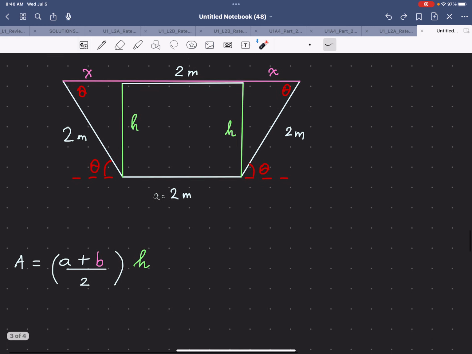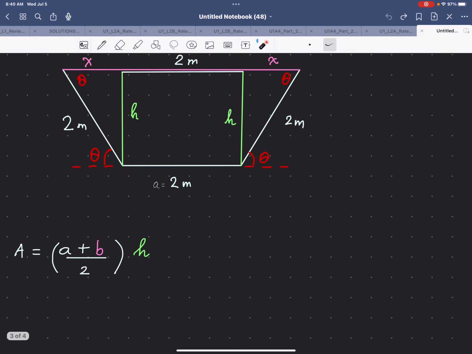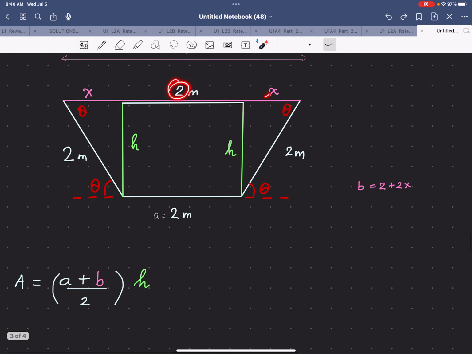Start off by writing the formula of the area of the trapezoid. And now we know the A value, and we need to determine the value of B. Now the value of B would be 2 plus 2x. Now, in order to express the area of the trapezoid in terms of theta only, we need to express x in terms of theta.